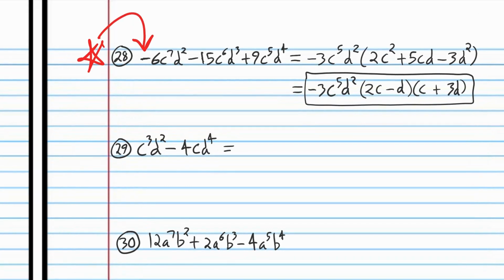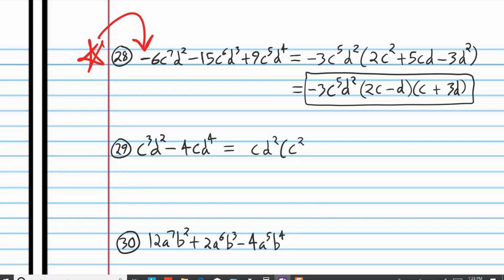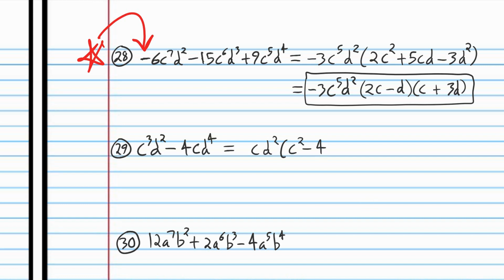Alright, so we'll try one more of these before you try one on your own. So I'll factor out CD squared. And you're left with that expression. And we have the difference of two squares, but now we have two variables in the difference of two squares.